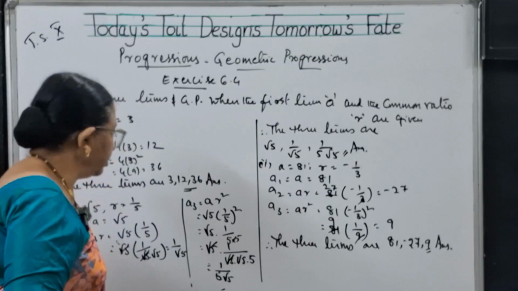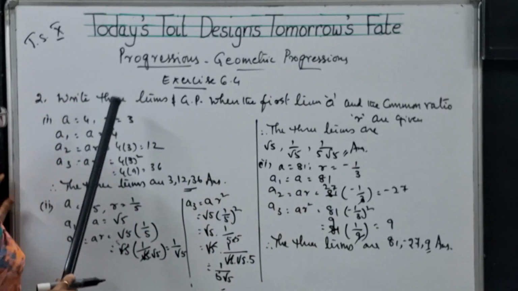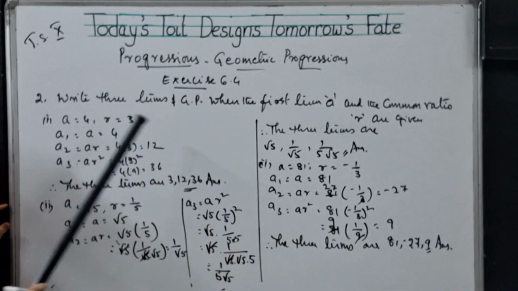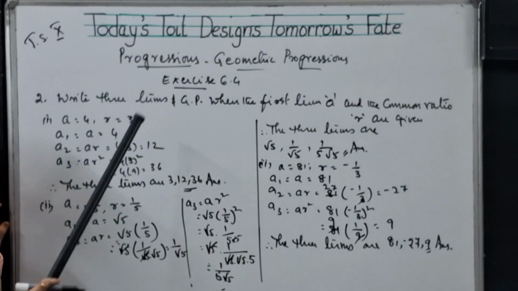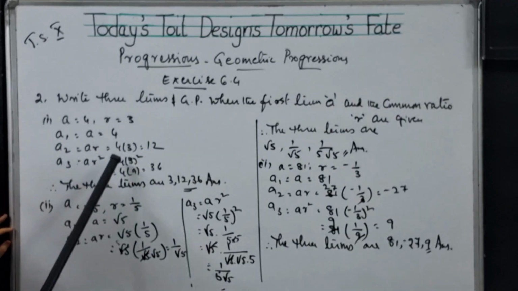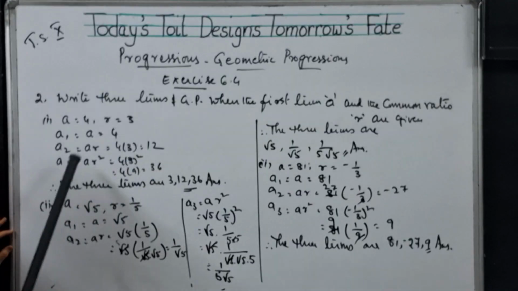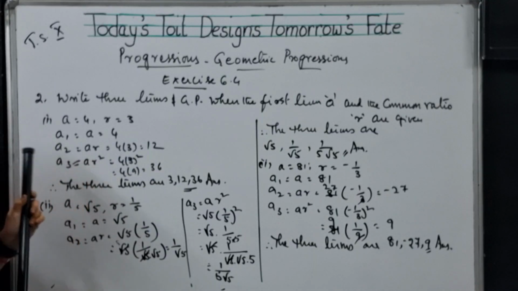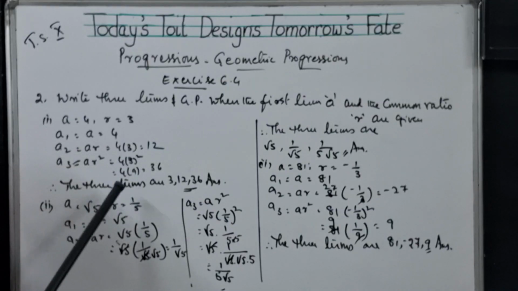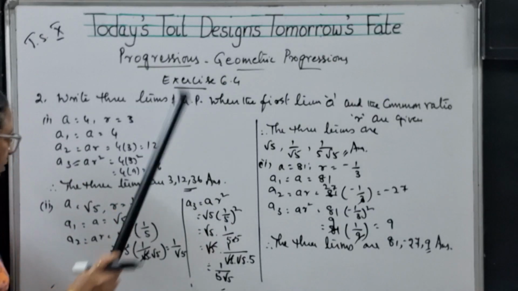So once again, let me see. They have given A and R, and they are asking for the three terms. So first term is A as it is. Second term is A into R, that is 4 into 3, 12. Third term is A into R square, 4 into 3 square, that is 36. So the three terms are 4, 12, 36.